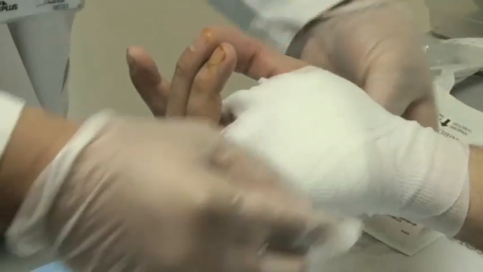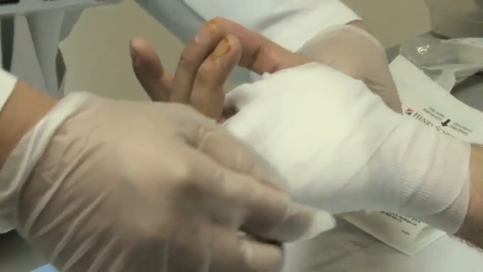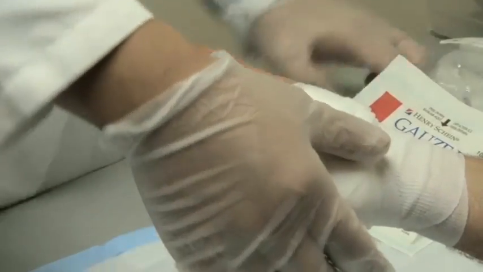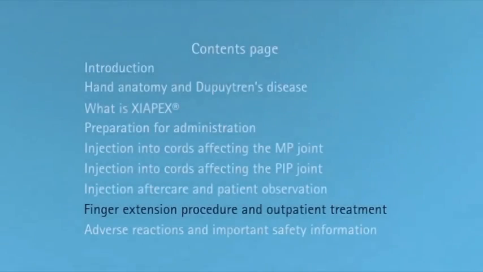The patient should be instructed to return 24 to 72 hours after the injection for the passive finger extension procedure. Before they leave, you should advise patients to avoid using the hand and not to manipulate the joint contracted by the injected cord.